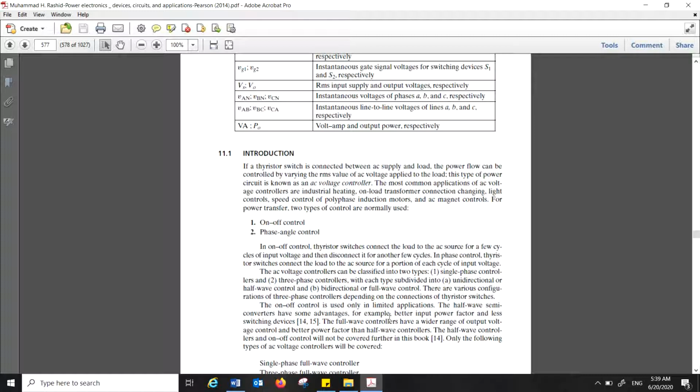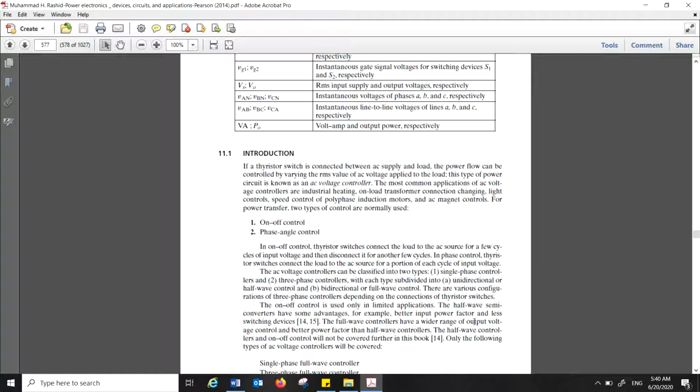On-off control is used only in limited applications. Half-wave controllers have some advantages, for example, better input power factor and fewer switching devices. The full wave controllers have a wide range of output voltage control and better power factor than the half-wave controllers. Input power factor is better for the half-wave with fewer switching devices. However, for the full wave, your control is better.